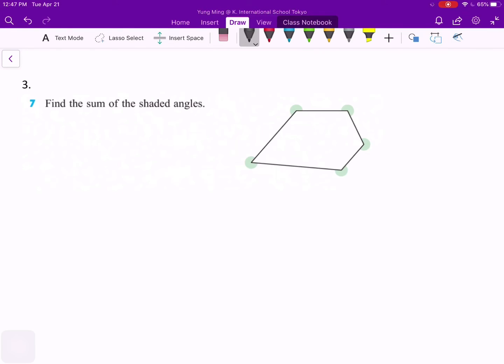Last question of the day, we want to find the sum of all the shaded angles. Now the problem is we don't know what each one of them is. So we can't actually find out what each one of them is, but there is a trick to find the sum of them without knowing each one of them.